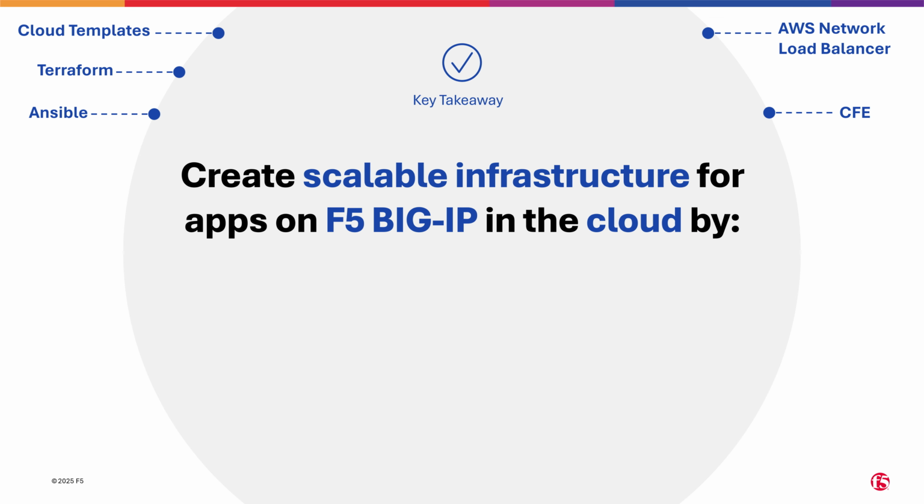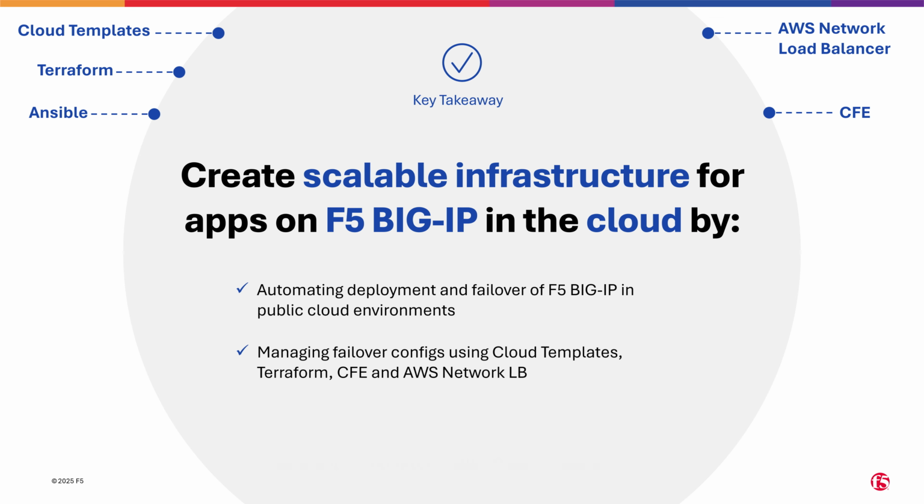In this chapter, we learned how to automate the deployment and failover of F5 BIG-IP in public cloud environments. We covered how to use cloud templates, Terraform, Cloud Failover Extension, and AWS Network Load Balancer to manage failover configurations. We also explored how to scale applications on F5 BIG-IP using Ansible. These examples show how automation can be implemented and combined together to create a scalable and resilient infrastructure for applications running on F5 BIG-IP in the cloud.